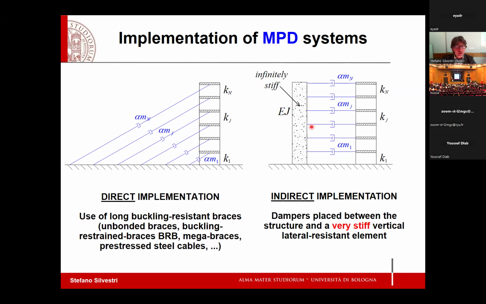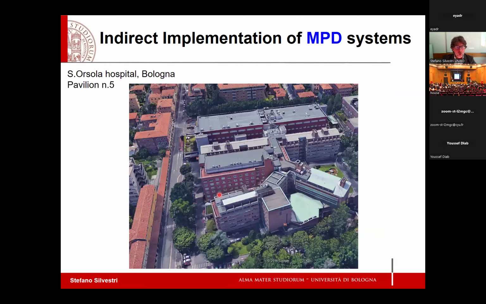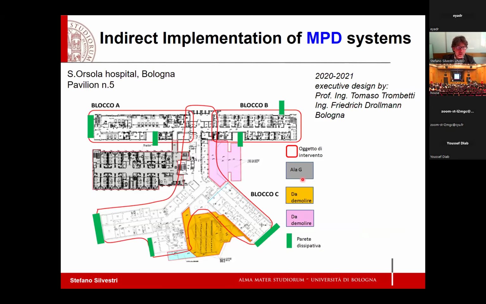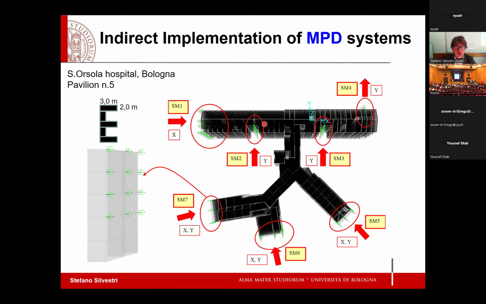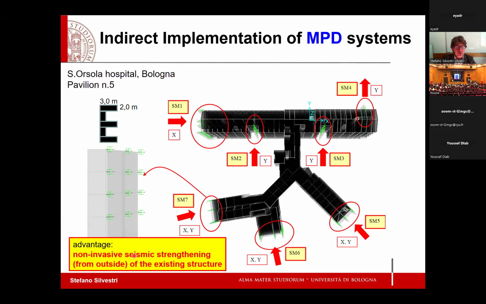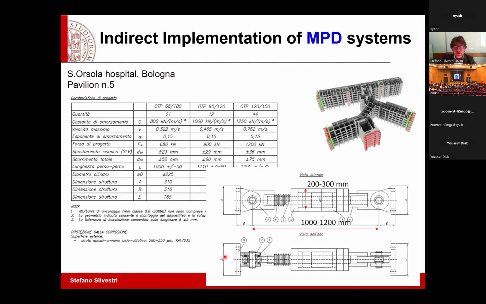And here you can see an application in a hospital building in Bologna, in which 2 blocks of the system were equipped with external stiff reinforced concrete towers to which the dampers were connected, for the sake of non-invasive seismic strengthening from outside of the existing structure. Here you see also, well, the details of the design and some rendering of them.